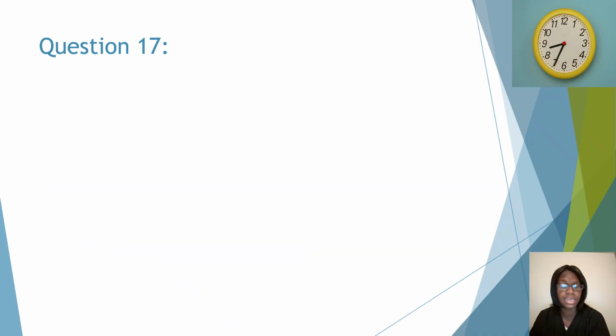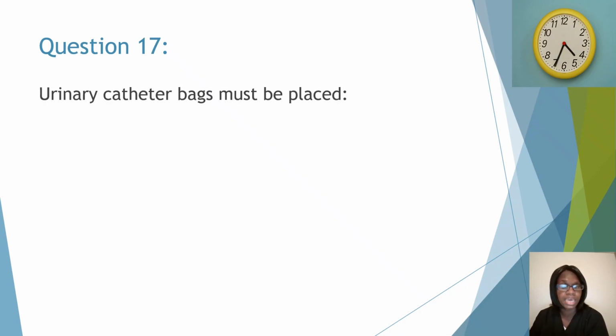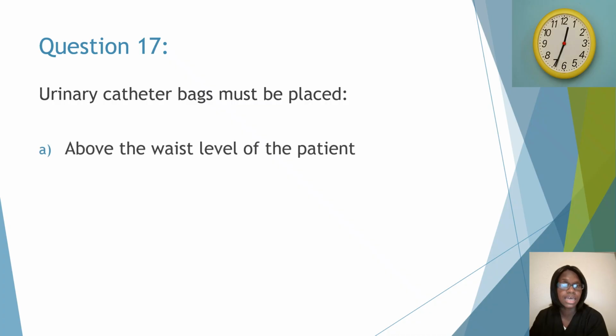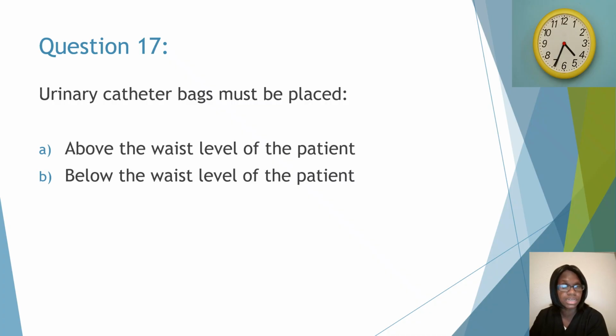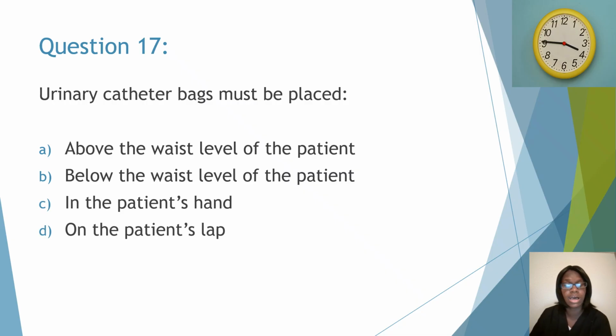Question 17, and if I'm going too fast, you can pause the video or rewind it, please. Urinary catheter bags must be placed A, above the waist level of the patient, B, below the waist level of the patient, C, in the patient's hand, D, on the patient's lap.